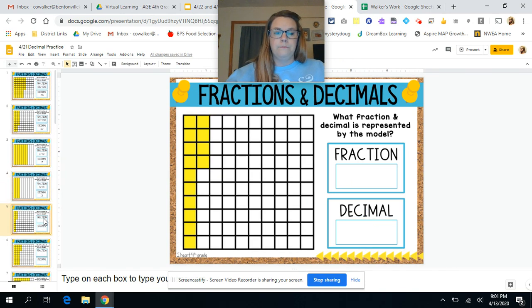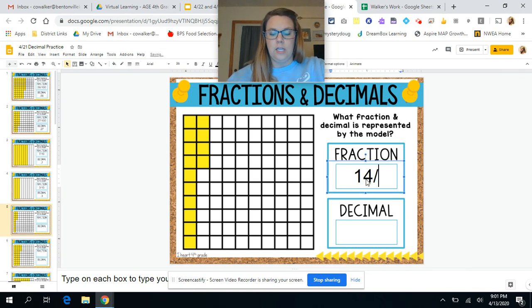Now let's do one more. How many make up my whole in this piece? Because it's not 10 anymore, is it? It's 100. Yeah, it's 100. So that means I have 100 total pieces that could possibly be used. But how many are really shaded? Yellow. 14. So I have 14 yellow pieces shaded out of a total of 100 that make up my whole. So that fraction is 14 hundredths.